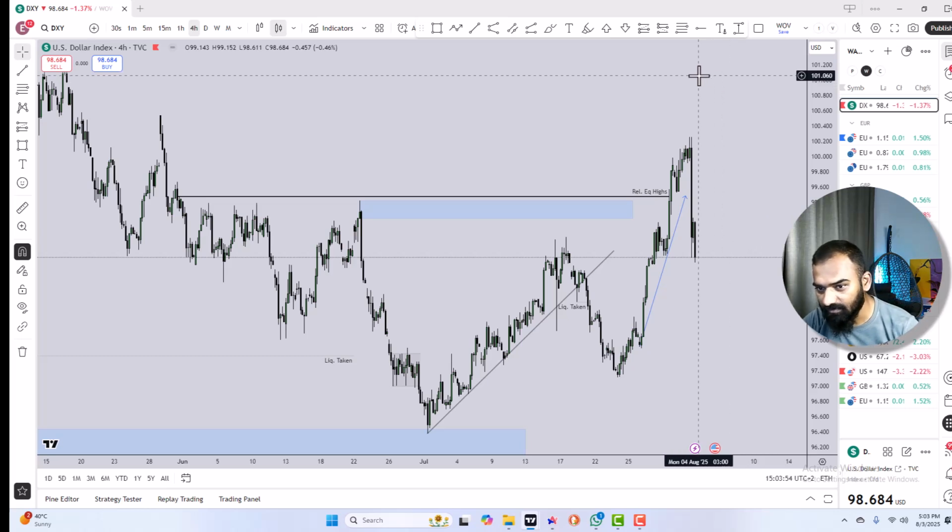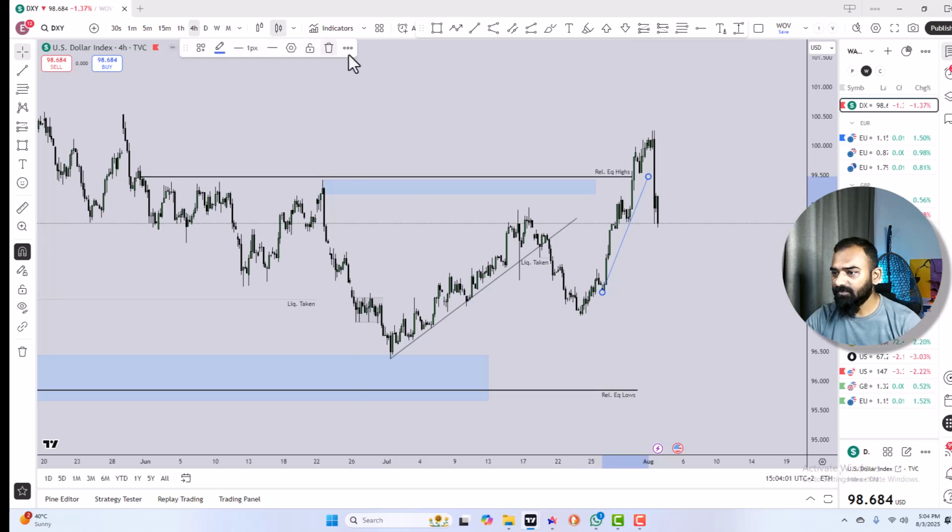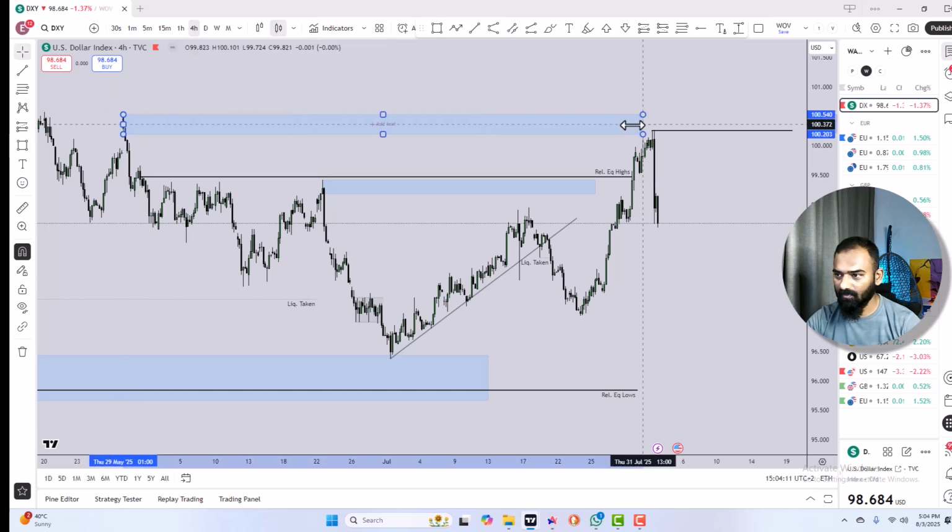Let us do the analysis for the Forex for this weekly outlook. So it has completed last week's objective and target. Our analysis was up to the mark. Dollar has taken some sort of mitigation from this particular order block.